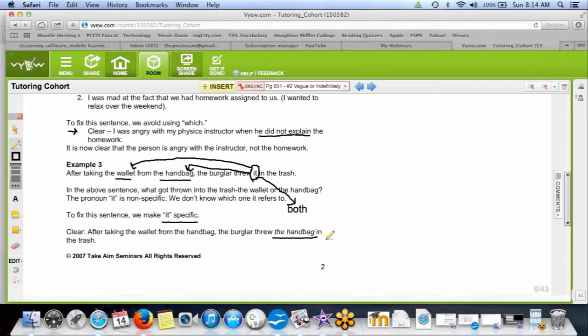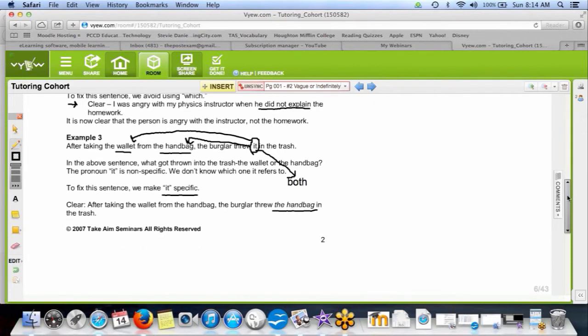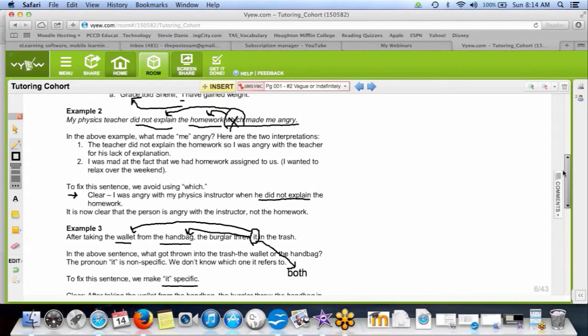So when you look at the answer on the post, first, watch for the vague pronoun to disappear. And second, watch it to become very specific on what was being done, what was happening, who did what to who, that kind of thing. All right? So let's go on. We've got a few more examples.